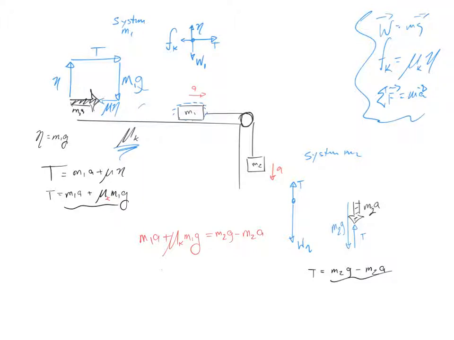I have two terms with A in it, right? So let's rearrange those terms together. M1A plus M2A equals M2G minus mu K M1 G.